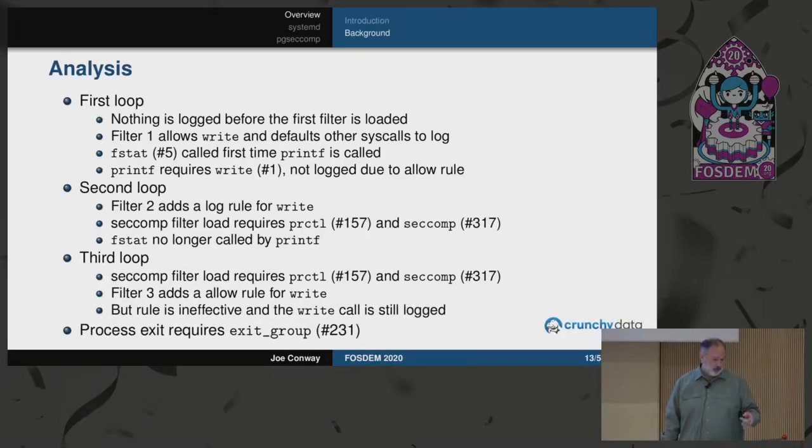In the third loop, again, I see the PR control and SECCOMP. That third loop tries to add an allow rule for write, but it's ineffective because it's already been blocked and I can't relax that restriction. And then finally, exit group gets called when the program exits. So there's a very simple program and yet a fair amount of stuff going on with syscalls.